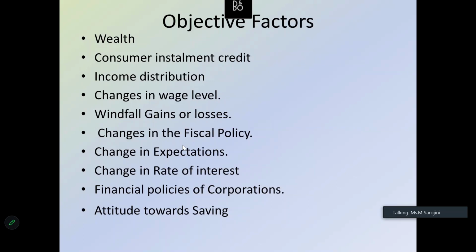Once there is progressive taxes, we know the disposable income Yd is equal to Y minus T. Once the tax payment is high, the disposable income will go down. Therefore, the people reduce or limit their consumption.